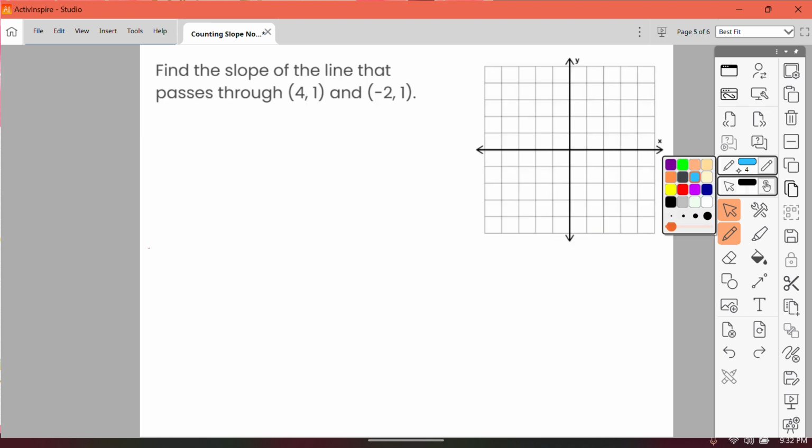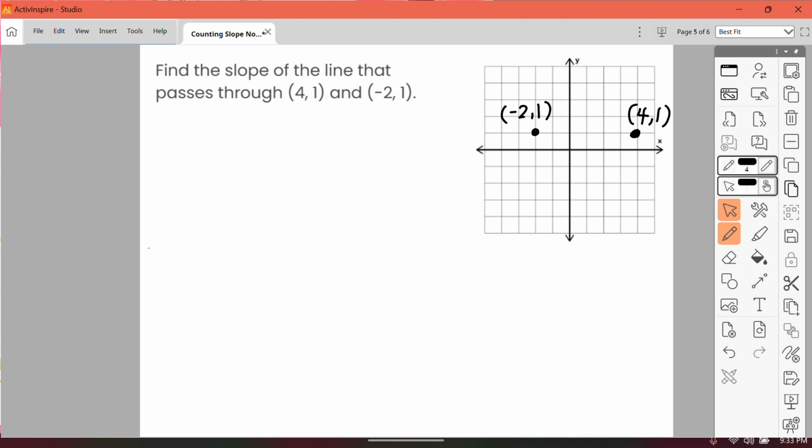Okay. This one says, find the slope of the line that passes through (4, 1) and (-2, 1). So this time they didn't give us a graph. We don't have to worry about whether Miss Benson and Miss Voss's art is perfect. We can just plot the points. So I'm going to plot (4, 1). That's right there. And I'm going to label it so you guys can see. And then I'm going to plot (-2, 1), which is right there.